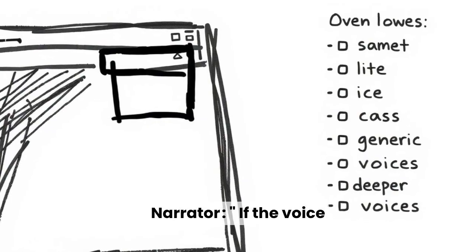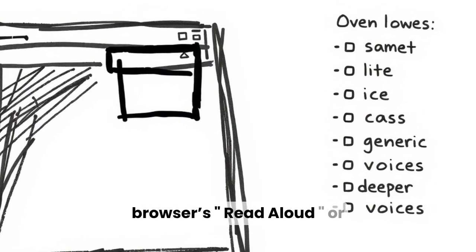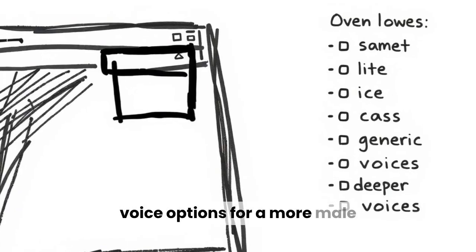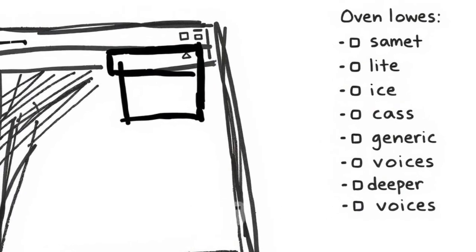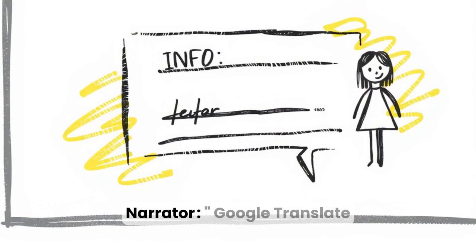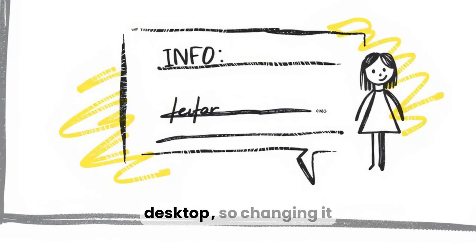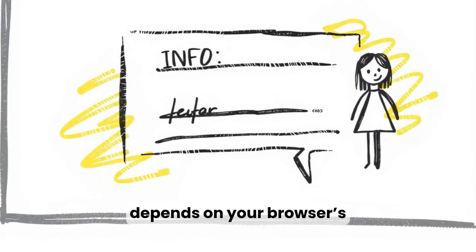If the voice sounds too high, right-click your page and check your browser's Read Aloud or voice options for more male voice if available. Note. Google Translate itself doesn't let you pick male or female directly on desktop, so changing it depends on your browser's voice settings.